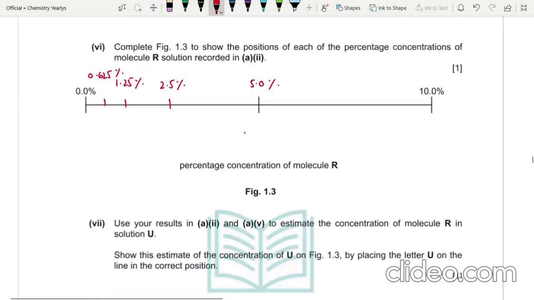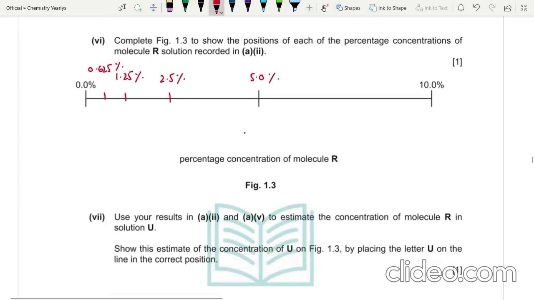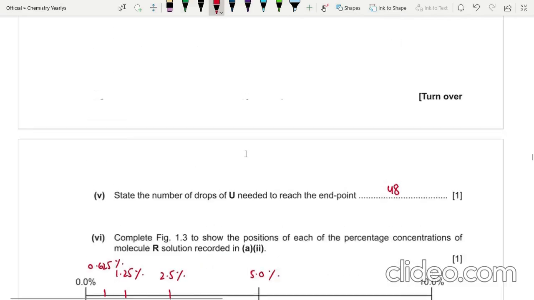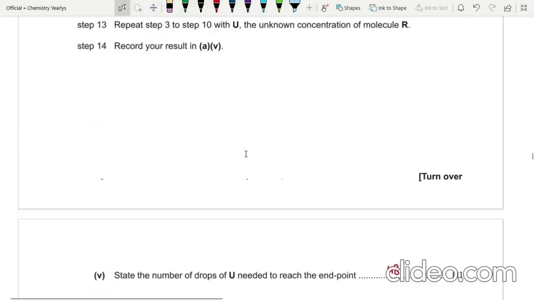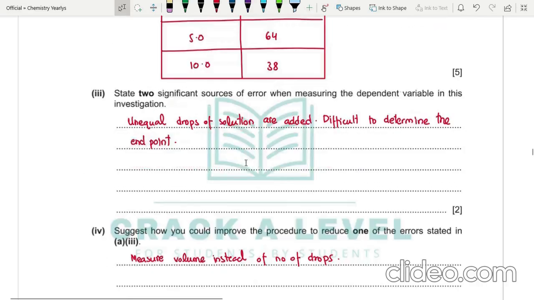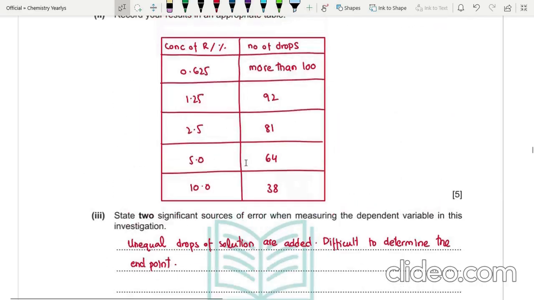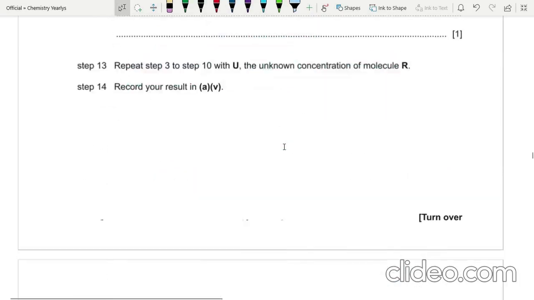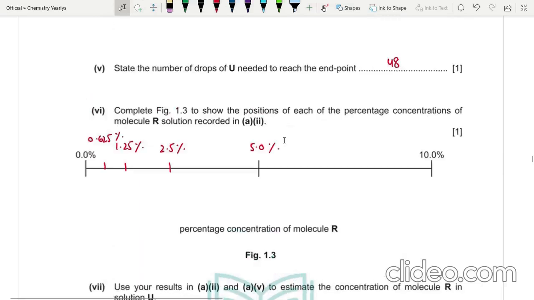Now they are telling us to use the results in A part 2 and part 5 to estimate the concentration of molecule R in solution U. So what we are going to be doing is that solution U actually takes 48 drops of solution R. So 48 will be essentially between these two values. So let's take it between 5 and 10, as it is closer to 38 or a 10% solution. So we will take it as about 9%.